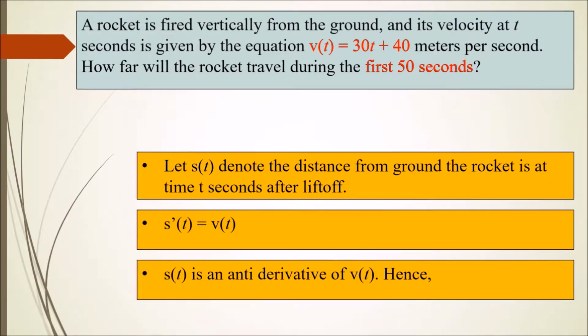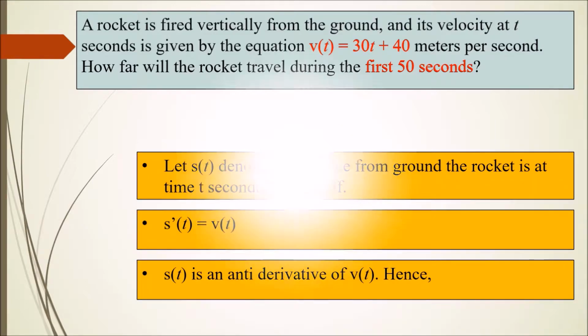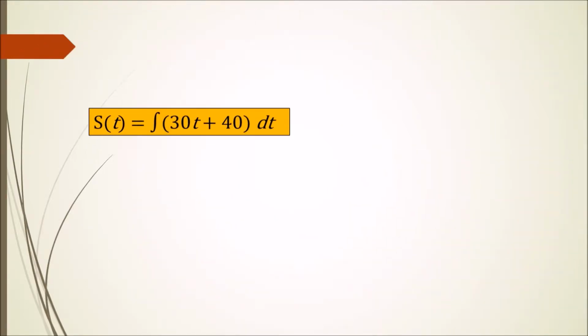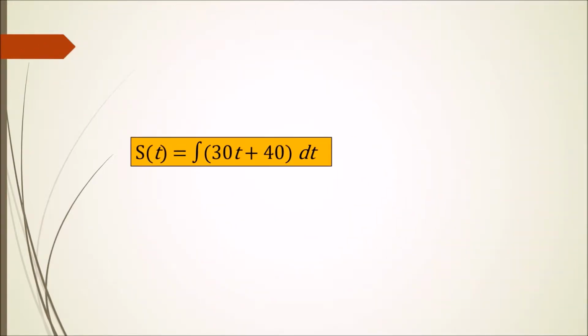Therefore, s(t) is an antiderivative of v(t), which means s(t) is the reverse process of differentiation of the equation of velocity v(t). Hence, s(t) is the integration of v(t). We can write the equation with respect to dt. This is a polynomial function.